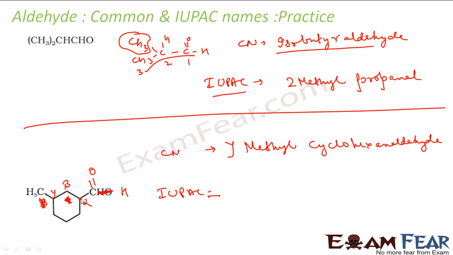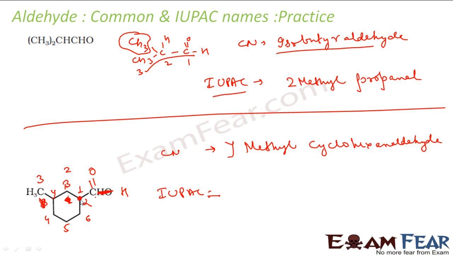For the IUPAC name, this is again a cyclic compound. My numbering will start at the place where my COH group is attached. This is position 1, this is position 2, this is position 3. Please note, I will not start from the COH carbon. The numbering starts in the ring only. In the earlier case, I took 1 as the carboxylic group carbon, but in this cyclic case I am taking 1 as the ring carbon, because I am doing the numbering in the ring itself: 1, 2, 3, 4, 5, 6.